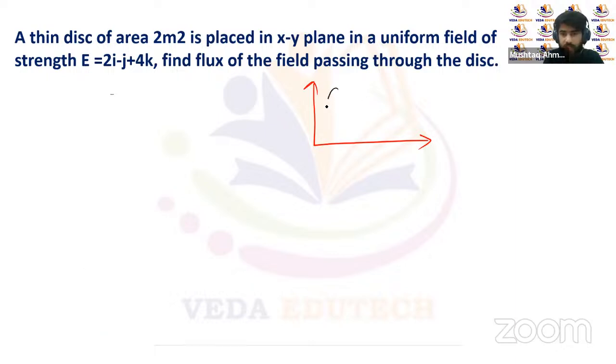So this disk is placed in the xy plane like this. Let's suppose this is the z direction. This is y, this is x, and this is z. In this plane, the disk is placed. The area of this disk is given as 2 meters square, and the electric field is a uniform electric field, 2 i cap minus j cap plus 4 k cap. We have to find the flux of the field passing through the disk.